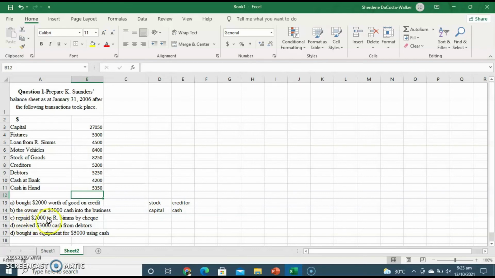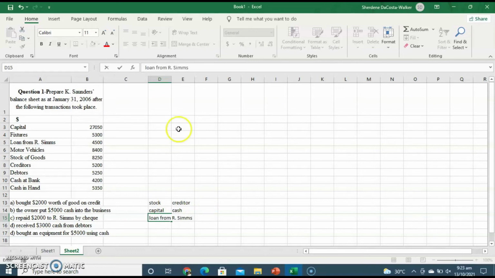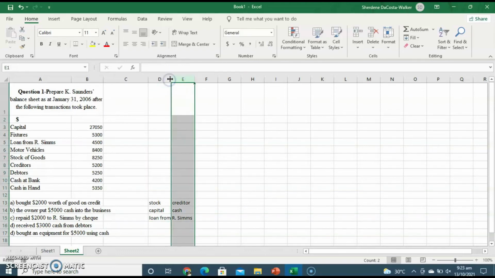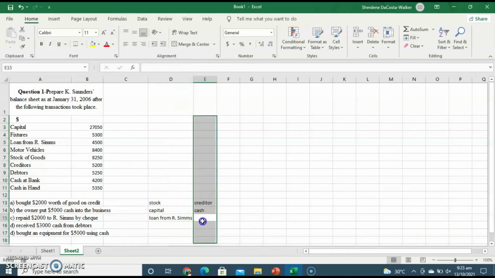Repaid $2,000 to R. Sims. Who is R. Sims? It's a loan we had from R. Sims and the loan was a long-term liability. So we repaid $2,000 on it by check. So definitely this is going to be the loan from R. Sims that will be affected, or will change. And then it says by check. Now, of all the things that are actually on the balance sheet, when we see the word check, it is cash at bank or bank. All right. So once it's check, it is cash at bank.